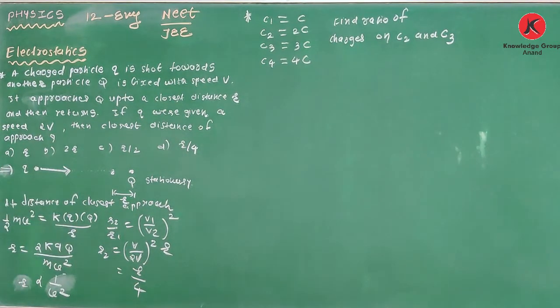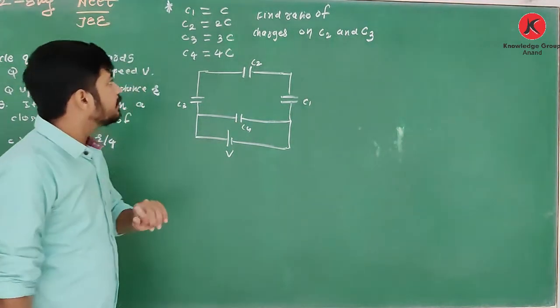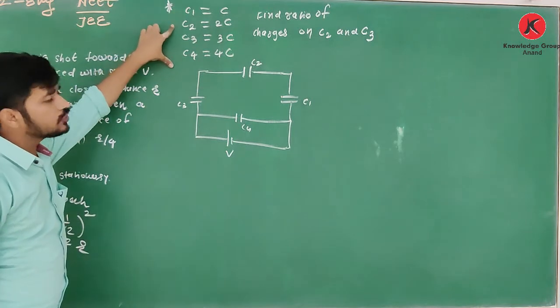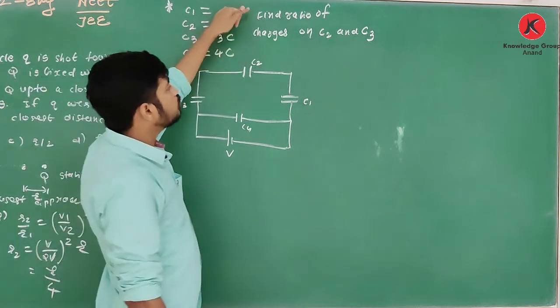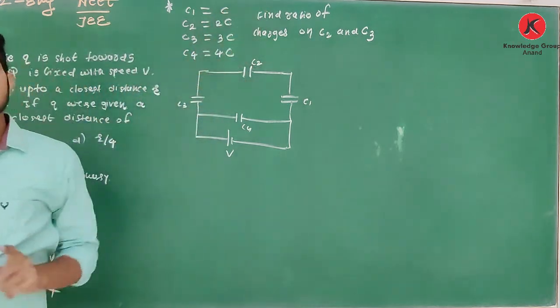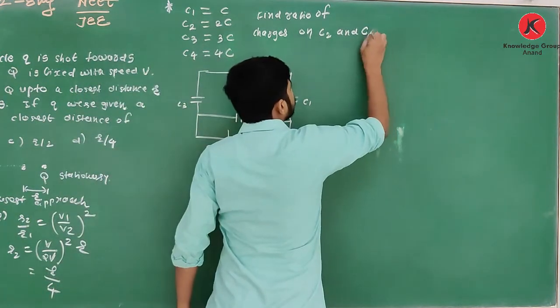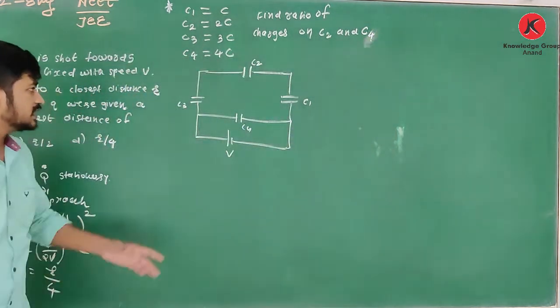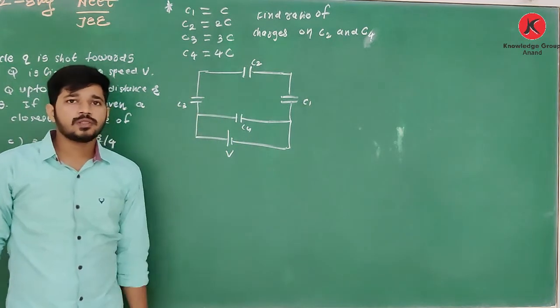Okay. Now next question. See next question. You are given 4 capacitors C1, C2, C3 and C4 connected to a voltage V. C1 is equal to C, C2 is equal to 2C, C3 is equal to 3C and C4 is equal to 4C. You have to find the ratio of charges on C2 and C4. Here it is C2 and here it is C4. You have to find the ratio of charges on them.